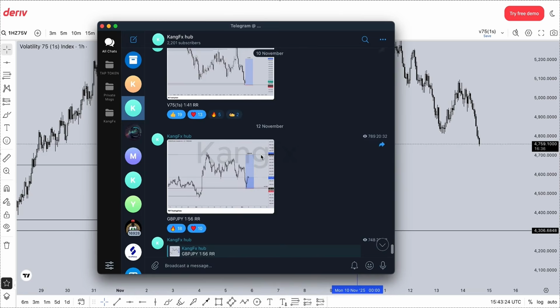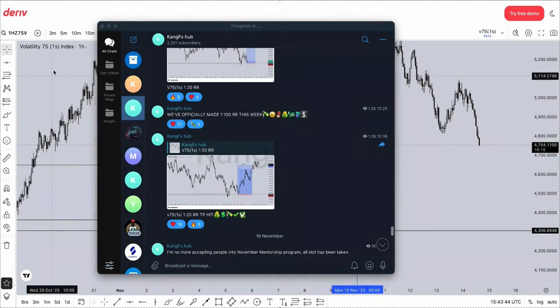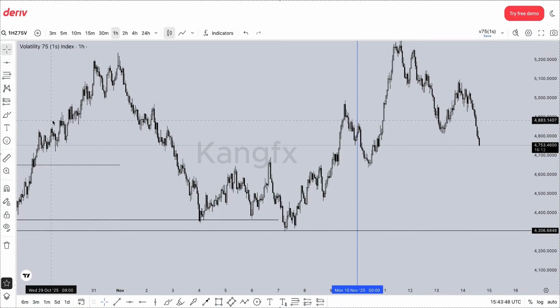Now let's go to this V75-1S. This one we hit our TP on V75-1S. So you see all this trading and all these TPs were made possible because I'm trading Advanced MSNR. And when you understand Advanced MSNR, you see how easy the market is for you to be picking trades.